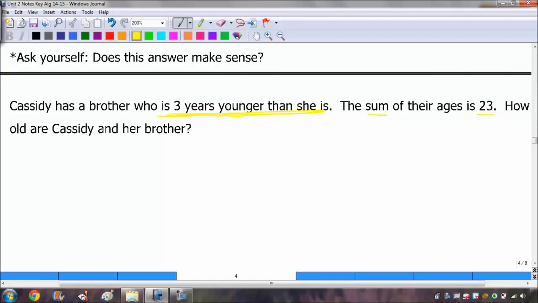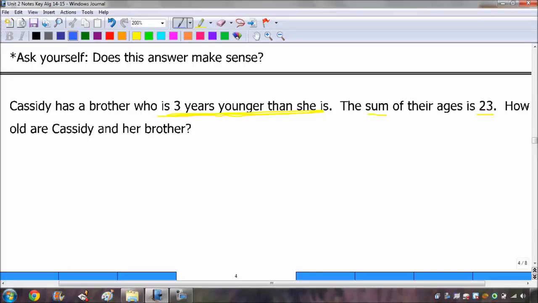So in order to figure this out, we need to go to step 2, which is what do we even want to know? We want to know how old Cassidy is, and we want to know how old her brother is. Step 3 is to draw a picture. Drawing a picture isn't really going to help us out in this problem, so we'll go to step 4, which is to write let statements. And you're going to ask yourself, how many things do I not know? Well, I don't know the age of Cassidy, and I don't know the age of her brother, so I'm going to write 2 let statements because there are 2 things I don't know.